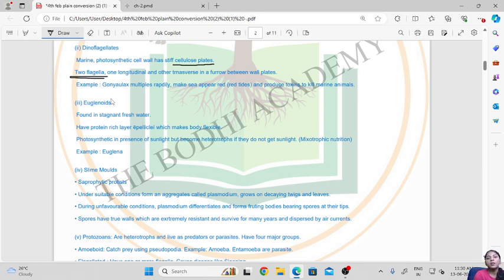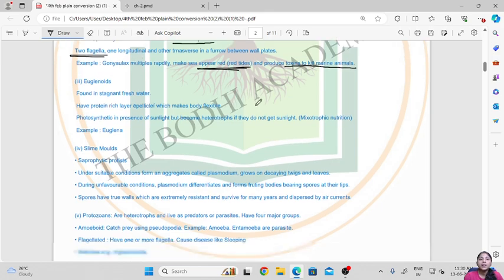An example is Gonyaulax, which multiplies rapidly and makes the sea appear red. So we have seen the pictures of red tides, right? So these are because of these protists which multiply rapidly and make the sea look red in color. These also produce toxins which kill the marine animals. Okay, so these are toxic to the marine animals.